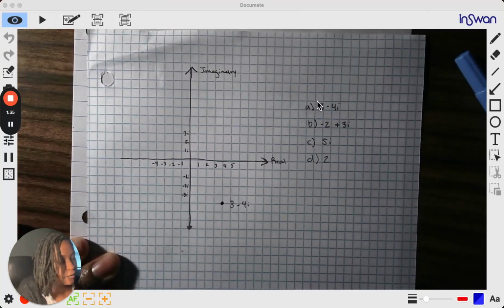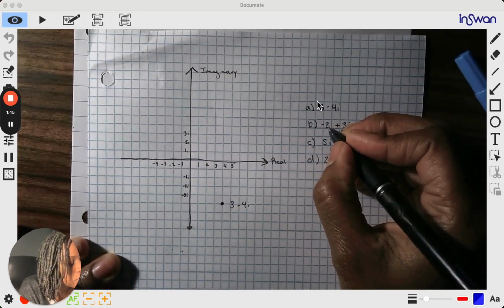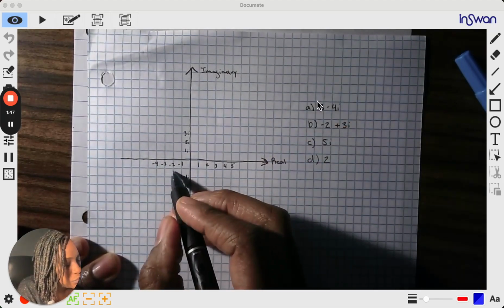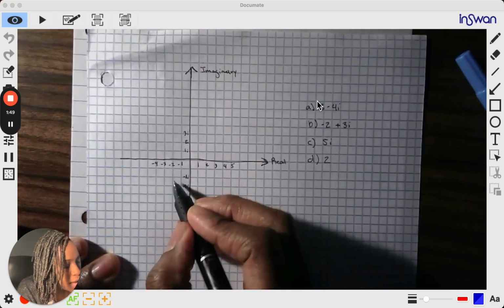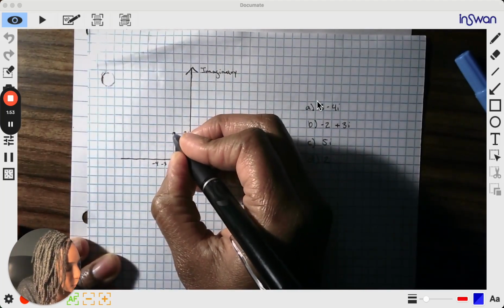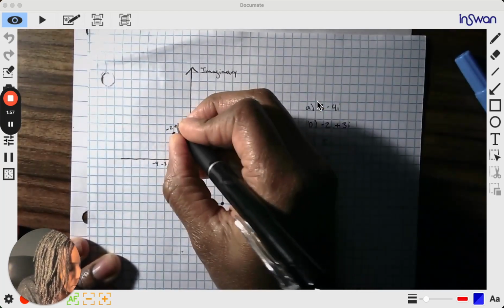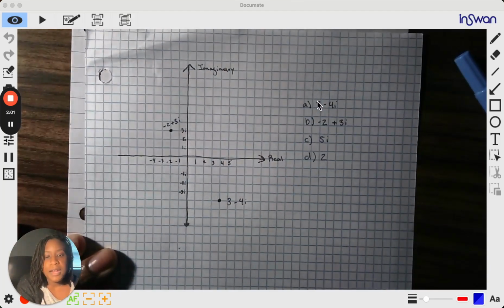Let's see, -2 plus 3i. Go ahead and think to yourself for a moment, where should that be? And I'm going to go ahead and graph it. So I have -2 and 3i. So that should be right here. -2 and 3i. All right, let's plot another one.